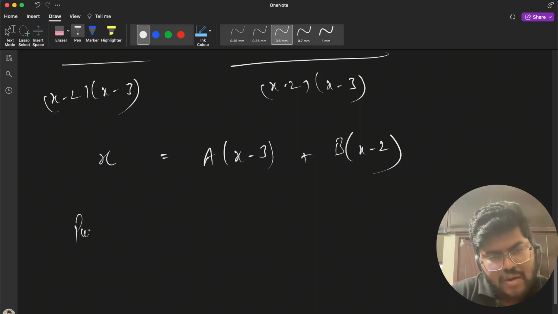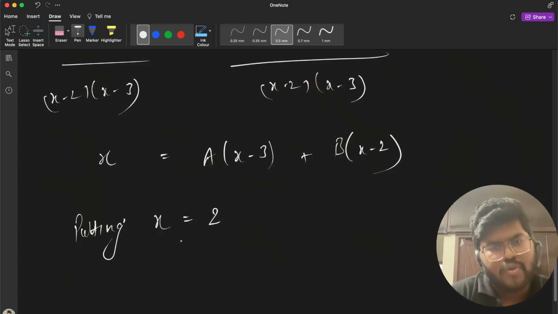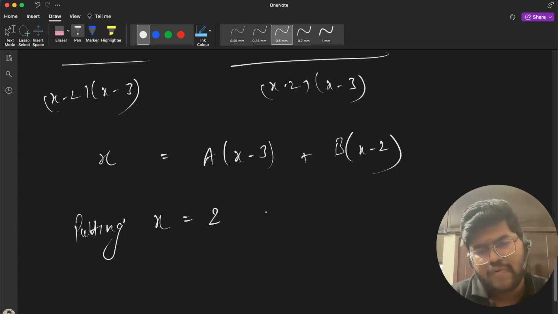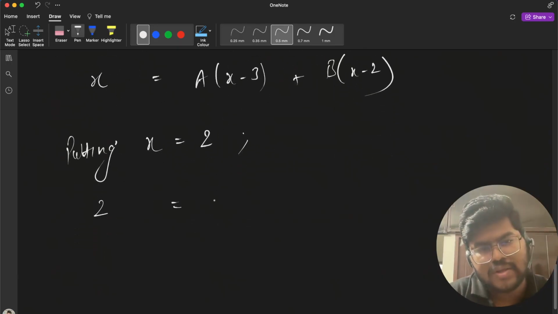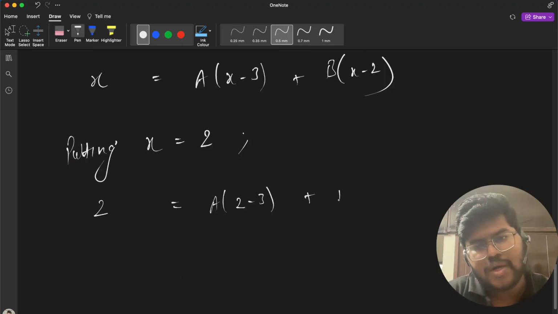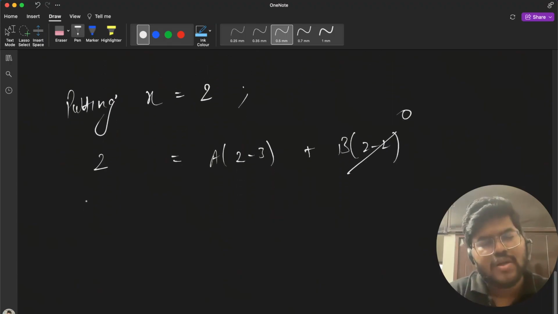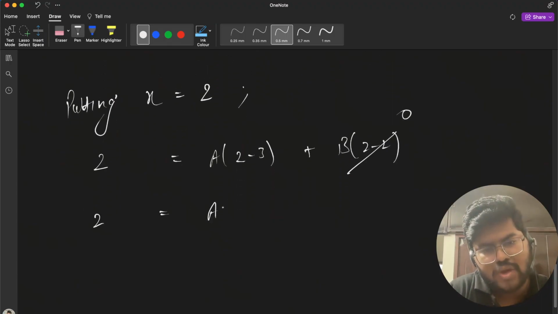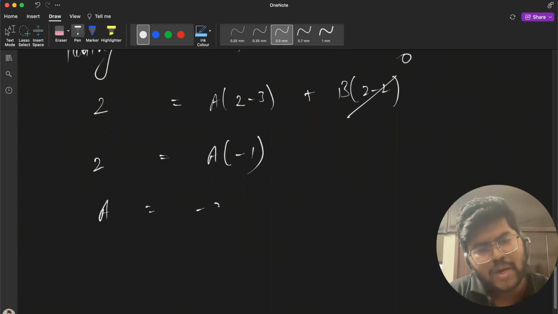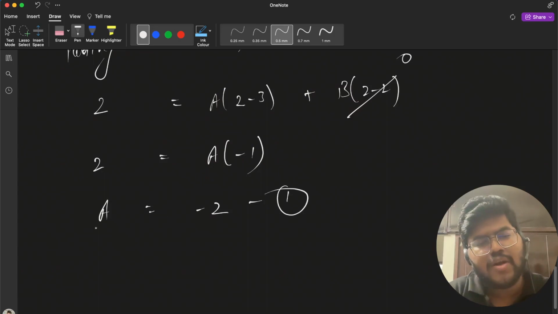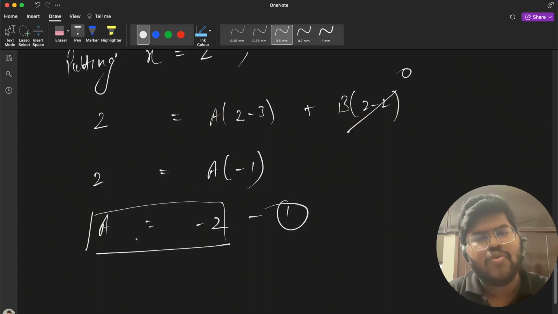Putting x equal to 2, what did we get? On the left-hand side, 2 equals a times (2 minus 3) plus b times (2 minus 2), which is 0. So that is 2 equal to a times minus 1. So a equals minus 2. So we have got the value a equal to minus 2.